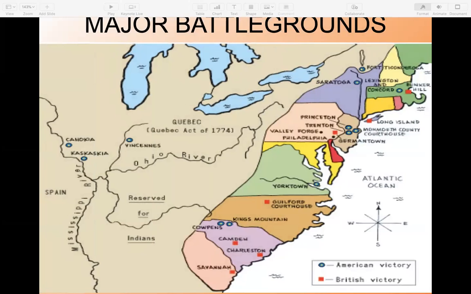Major battlegrounds. So yeah, we have the little key down here. So you can see that the American victories were the blue ones, and the British victories are the orangey red ones, more red.